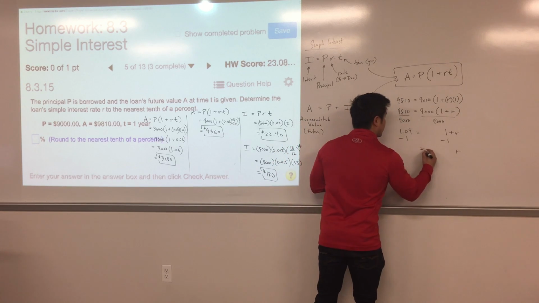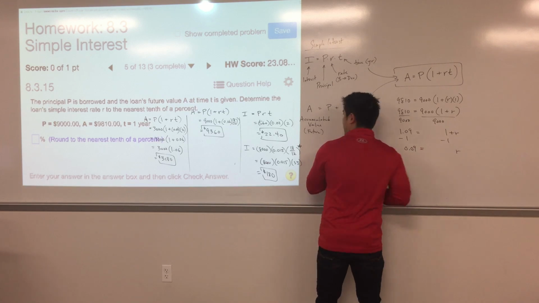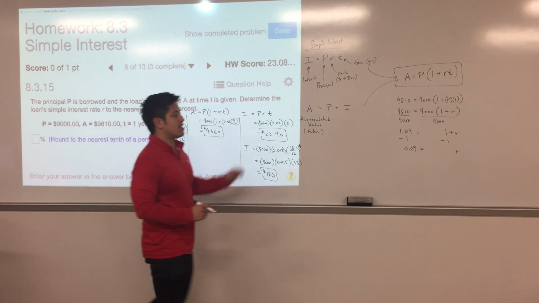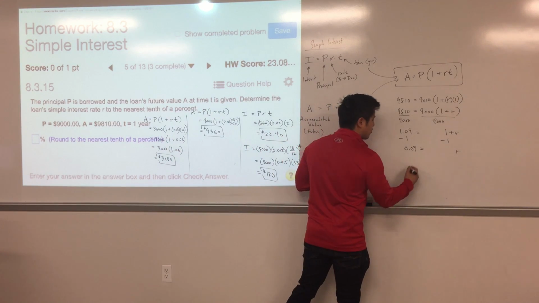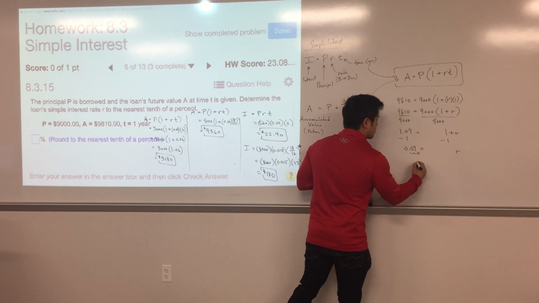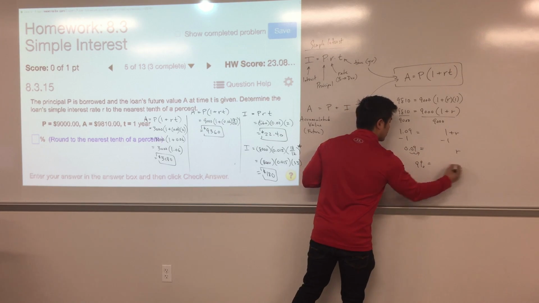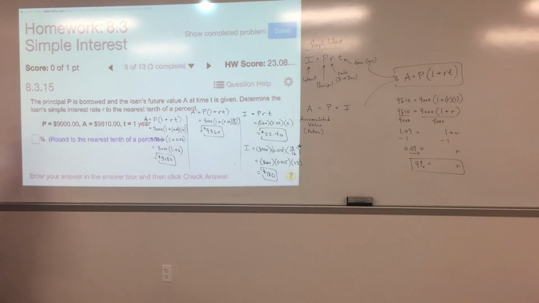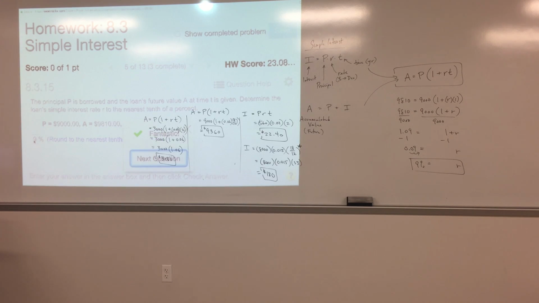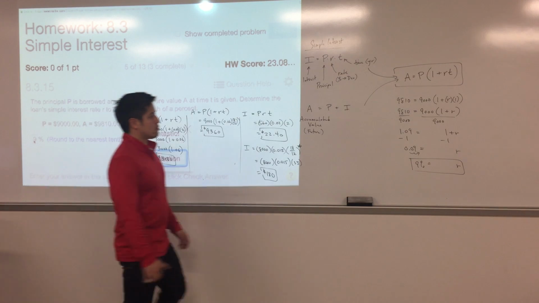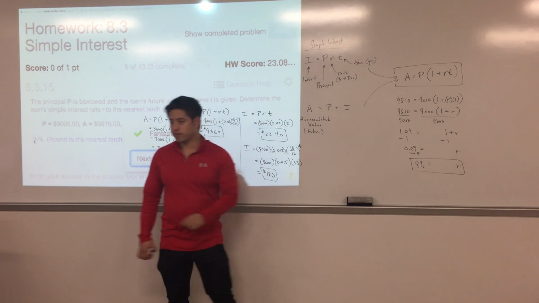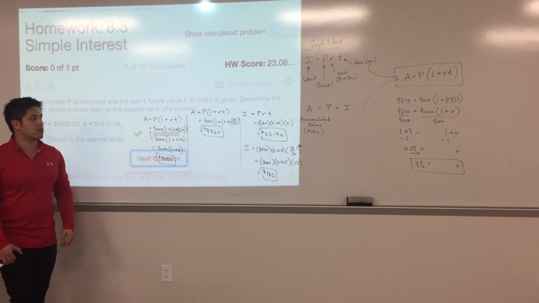So r is equal to 0.09. Is the answer 0.09? What is it? 9%. Because that's the decimal two places to the right to go back to your percentage. So 9% is the answer. Does that make sense, guys? Any questions about that at all? Please ask. Where'd you get the 1.09? 9,810 divided by 9,000. Any other questions about this problem?